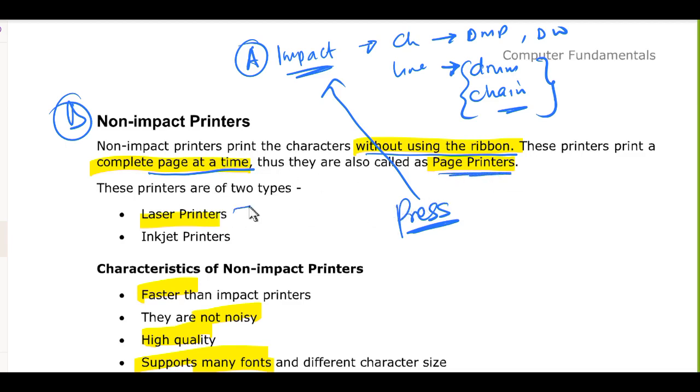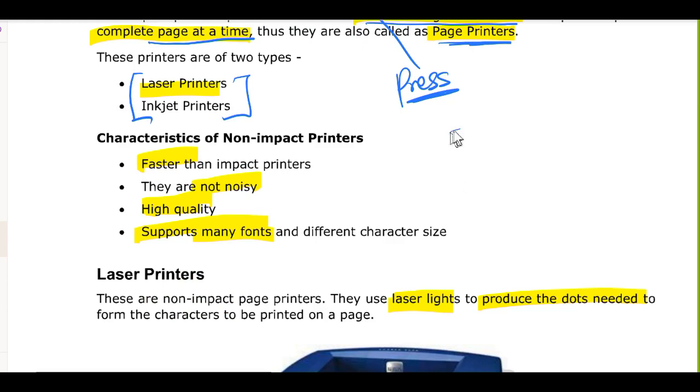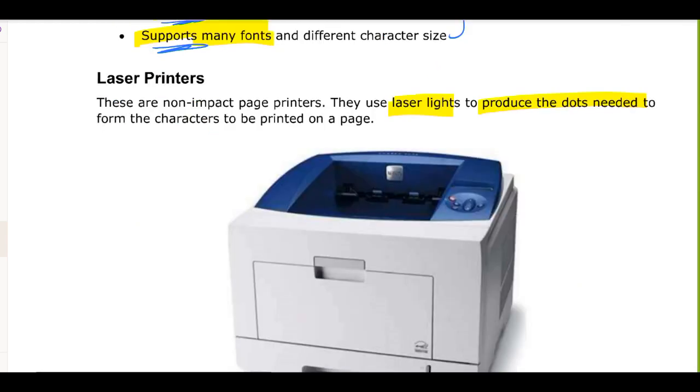There are two categories. One of them is called laser printer, and the other one is called the Inkjet. The major characteristic of the non-impact printers is that they are much faster, they are not noisy, they have high quality, and they are able to provide very many fonts in comparison to the impact printers. So when you now start discussing the laser printer, they are very common.